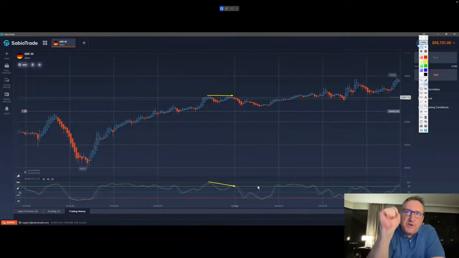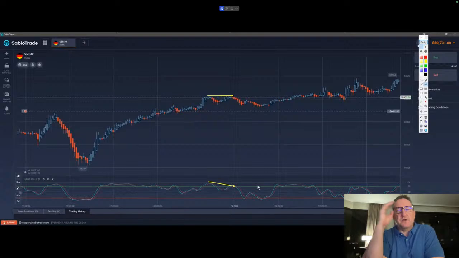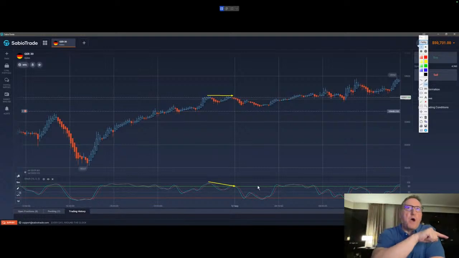Yeah, but it's a divergence because the second high is not confirmed by the indicator, because the stochastic indicator makes a lower high. So this is a kind of class B signal. The other one was an absolute AAA signal. This is just class B.